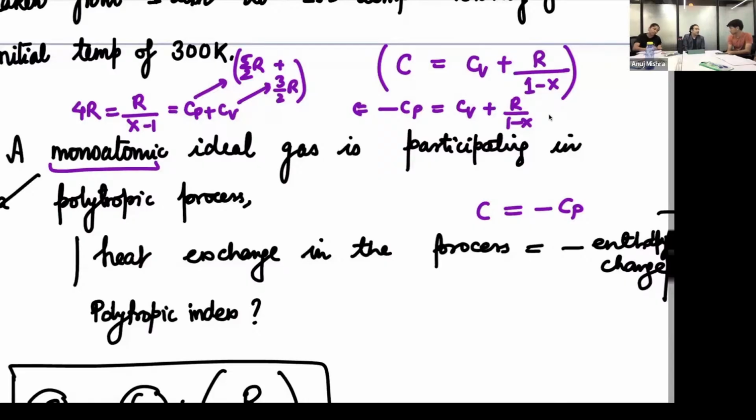Heat exchange is what? Heat exchange is Q. What is Q? C delta T. And when they say heat exchange is equal to minus enthalpy change, it means C equals minus Cp. Think. When I say heat exchange is equal to minus enthalpy change, that means exactly delta H is equal to Q. In this case, delta H is equal to Q with a minus sign, of course, as per the specification. So C equals minus Cp.